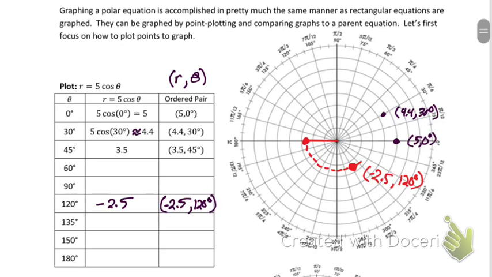A hint will be all of your points should be on this line or to the right. You should have no points over here. If you have any points over here, those are all wrong and you have to redo them. All right, all the points should be over here.